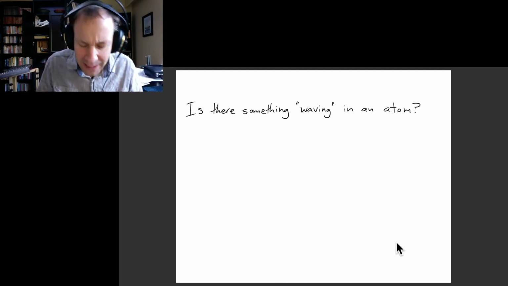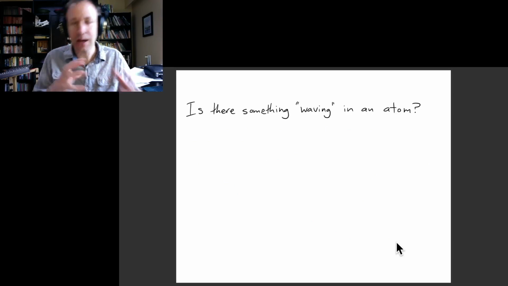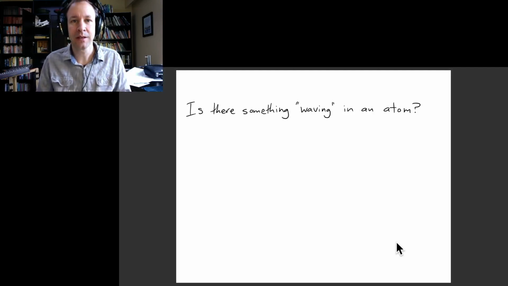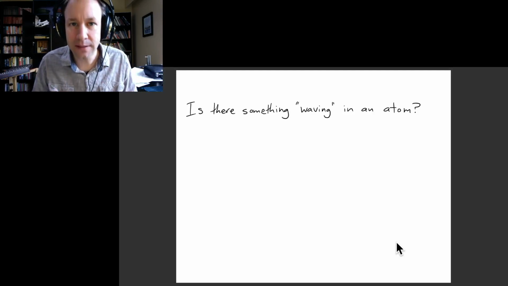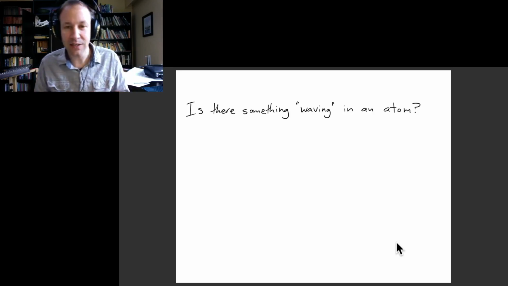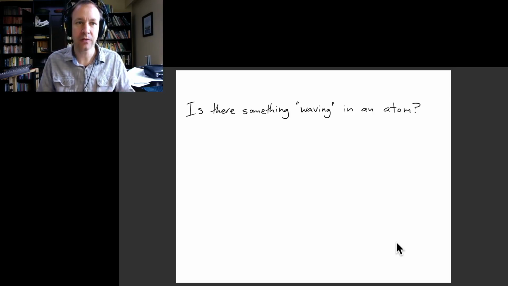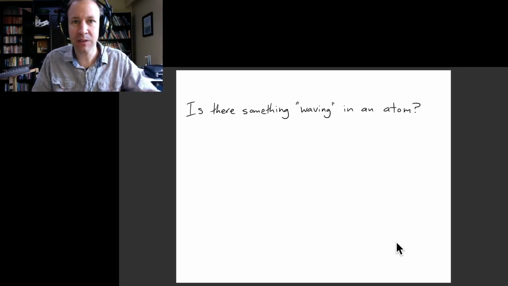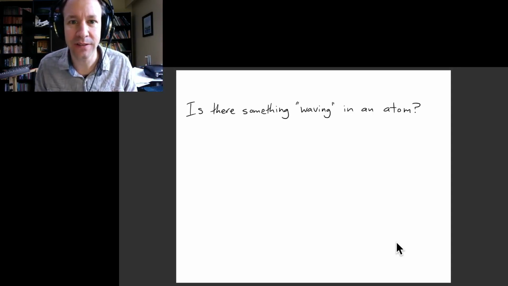And so given that, and given that the atomic spectra look a lot like the spectra of musical instruments, you might ask, could there be a similar explanation for the fact that we get these specific combinations of frequencies or wavelengths in atomic spectra? So you could ask, is there something waving in an atom that would have a similar kind of pattern of standing waves?